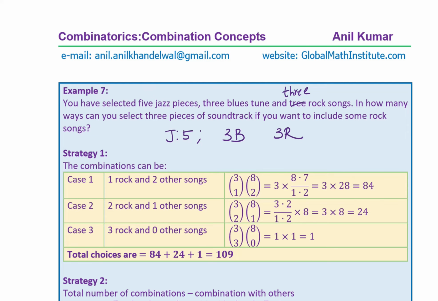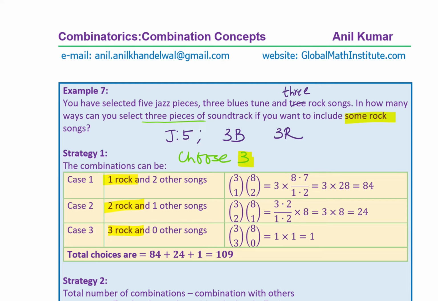In how many ways can you select 3 pieces of soundtracks? You want to select only 3 pieces of soundtracks, so you choose 3. The total is 5 jazz, 3 blues, and 3 rocks. Correct? You want to include some rock. So that means you cannot have a condition where rock is 0, right? So you have to have some rocks. So we'll go for 1 rock track, 2 rock, 3 rocks. That is what you mean, right? Because you're selecting a total of 3 only.